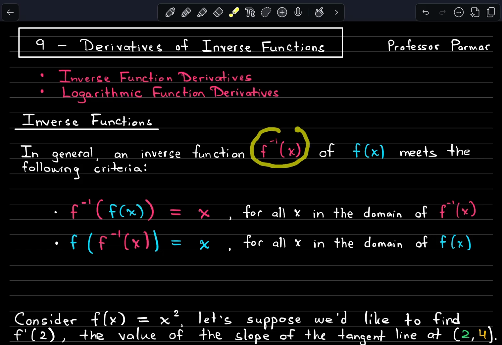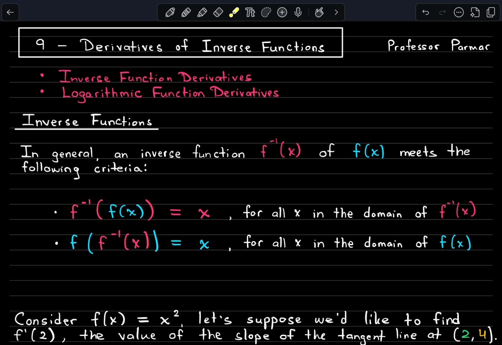Okay, so in general, an inverse function is written with this sort of notation. So it looks like f with this little -1, but this is not an exponent. This -1 just indicates that this is the inverse of f of x. Okay, so this is just inverse notation. So the inverse function meets the following criteria.